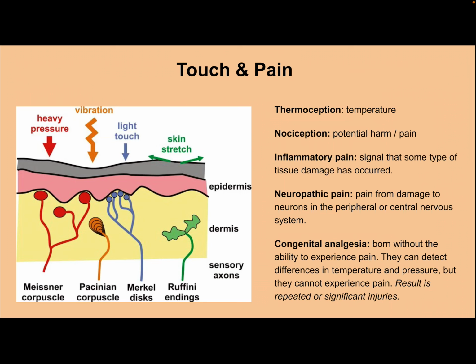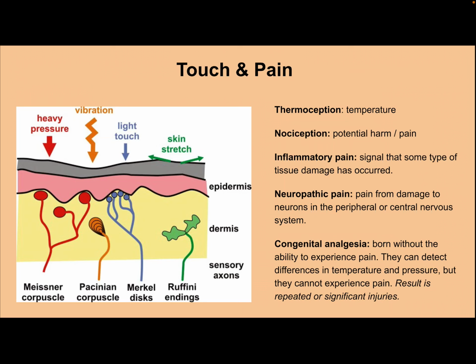Let's talk about touch and pain for a moment. You don't need to know the specifics of the different receptors in the picture on the left. We have the Meissner corpuscle and all of that. You don't need to know what each one does. Just know that those are different types of touch receptors that we have in our skin. And then we have thermoceptors and nociceptors that are actually more open nerve endings and allow us to perceive temperature and pain. So thermoception is the perception of temperature, and nociception is the perception of pain or potential harm.